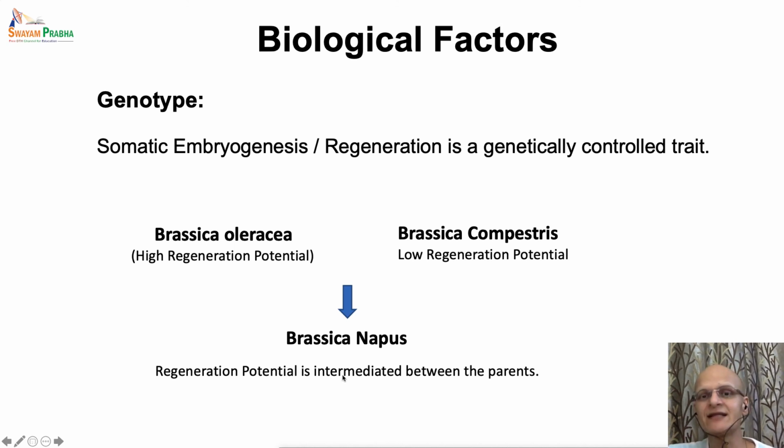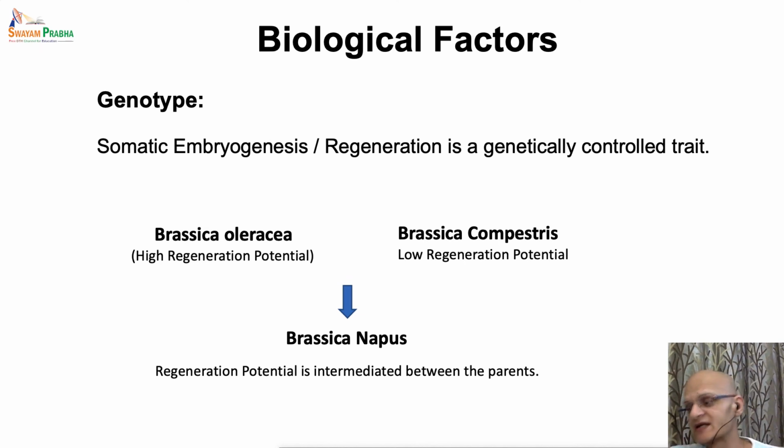So this clearly explains the genetic regulation of regeneration. The genotype itself can influence the response of the explants towards in vitro cultures. Therefore, many times when we are establishing cultures for the first time for any one particular species, we should start with multiple cultivars.